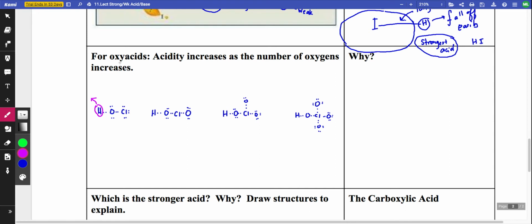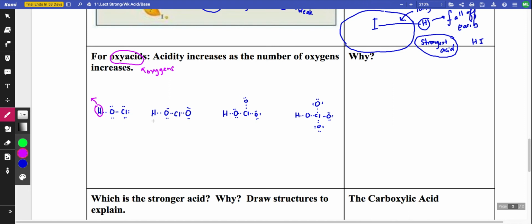This trend is for oxyacids. That means they're acids with oxygens. Sometimes they're also called ternary acids because they have three different elements. 1, 2, 3 different types of elements. As you go from one substance to another, there are 4 of them here. What is similar and what is different? Please pause your video.